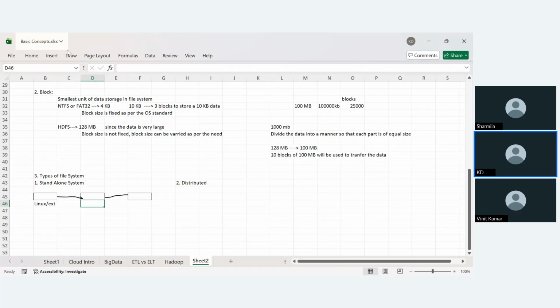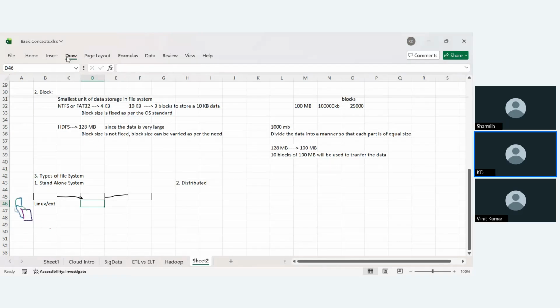Since all these are connected, let's say I have different files to transfer. This is one file that I have to transfer, then there is a second file that has to be transferred, then there is a third file that has to be transferred. So we have a number of different files to be transferred.